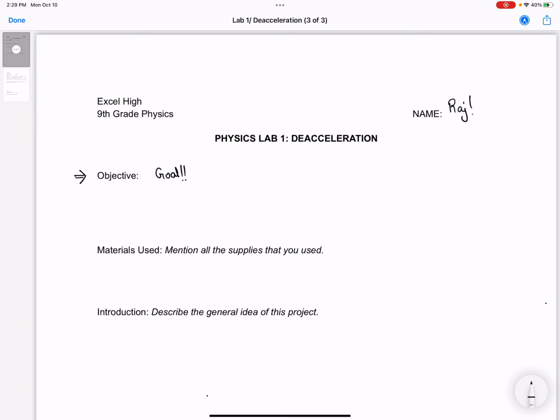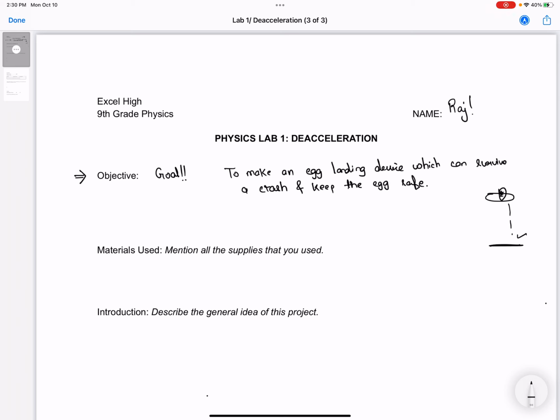So for example, in our case, when we did the egg drop, it was to make an egg landing device which can survive a crash and keep the egg safe. That was our goal. We were basically building a device in which we put the egg and drop it from a height, and hopefully when it hits the ground, the egg should still be safe. That was our main goal in this.